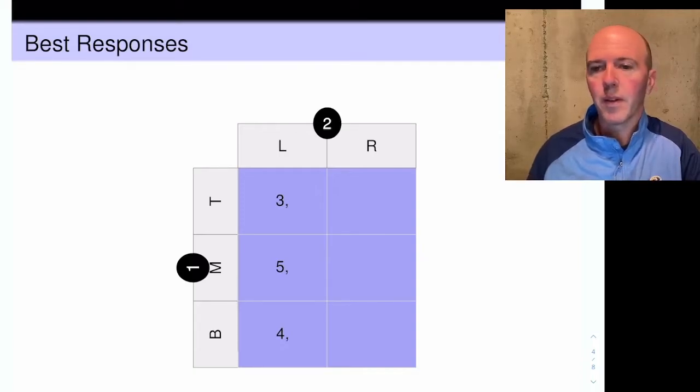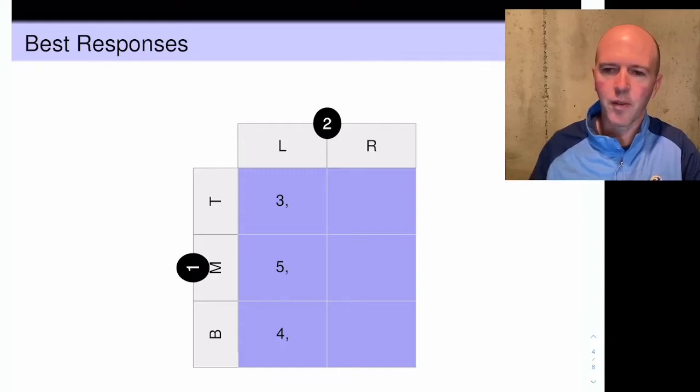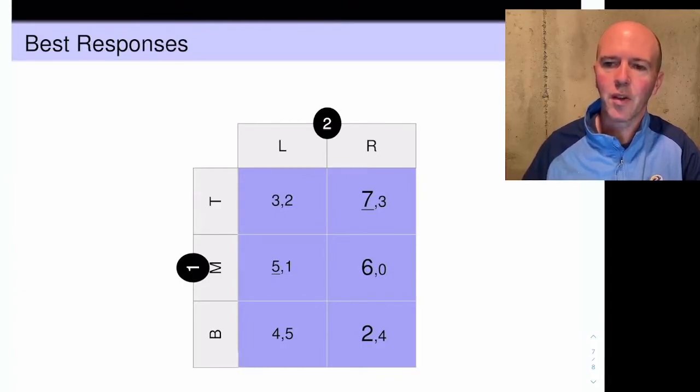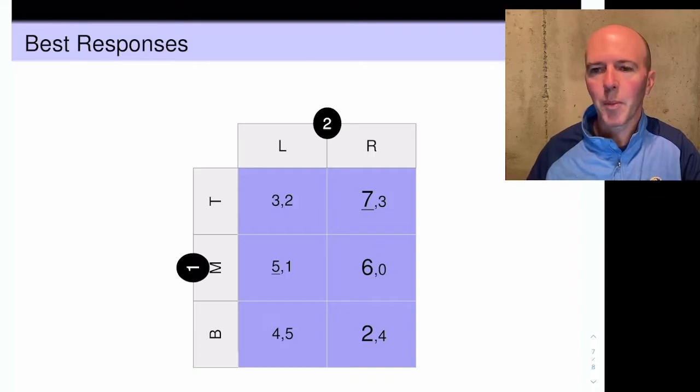And now this is the easiest problem in the world. How should player 1 respond to L? Well, it should choose middle and get 5. So we underline the best response, and middle is the best response to L. We do all these the exact same way. Now we have to figure out player 1's best response to R. So we focus on player 1's payoffs. So player 1 can either get 7, 6, or 2. Top is the best response to R because it gives the highest possible payoff.